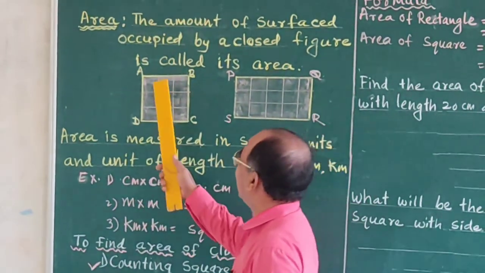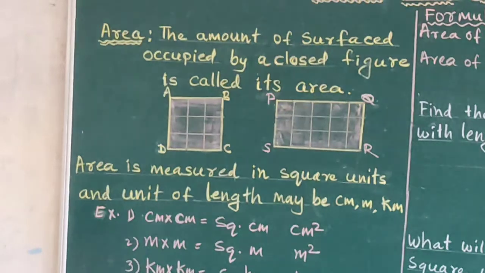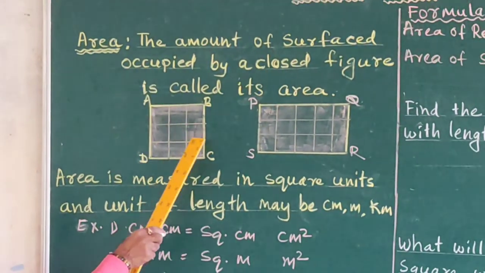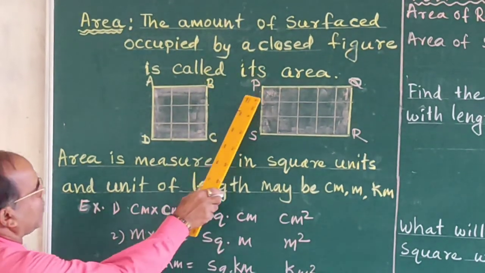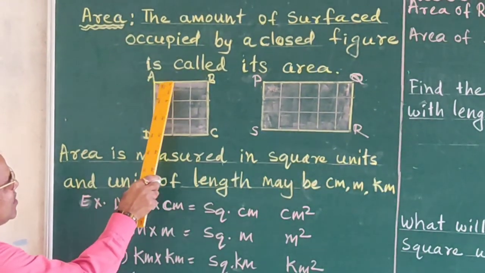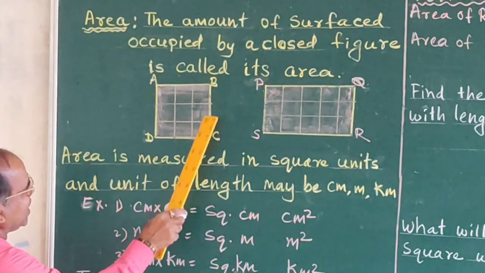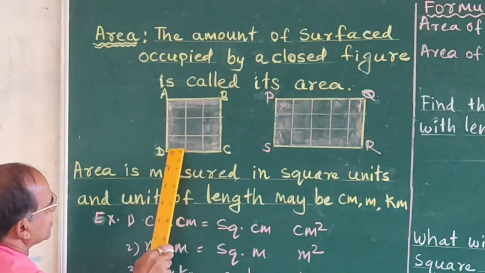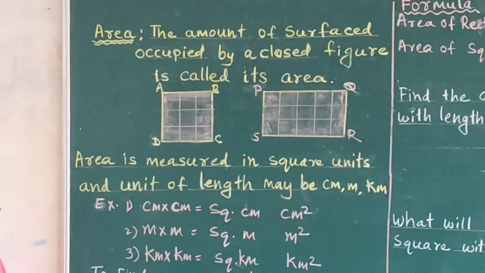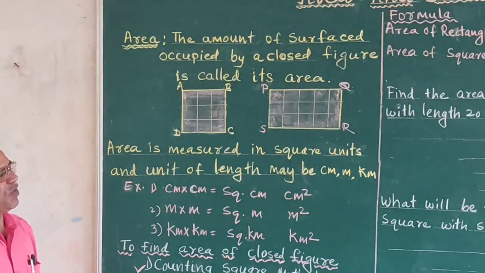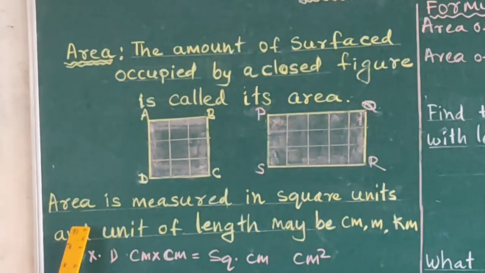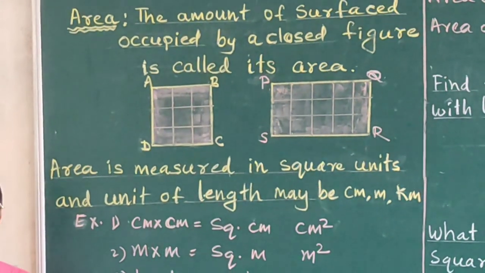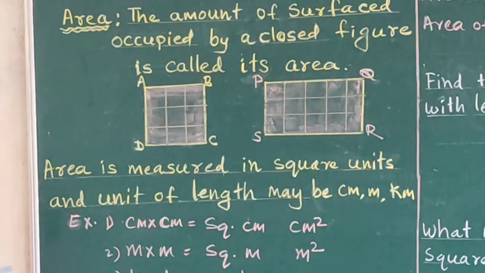Area: the amount of surface occupied by a closed figure is called area. You can see two figures given here, A, B, C, D and P, Q, R, S. The space in between the boundary is the amount of surface occupied by a closed figure in both, and that is called area. Area is measured in square units, and the unit of length may be centimeter, meter or kilometer.